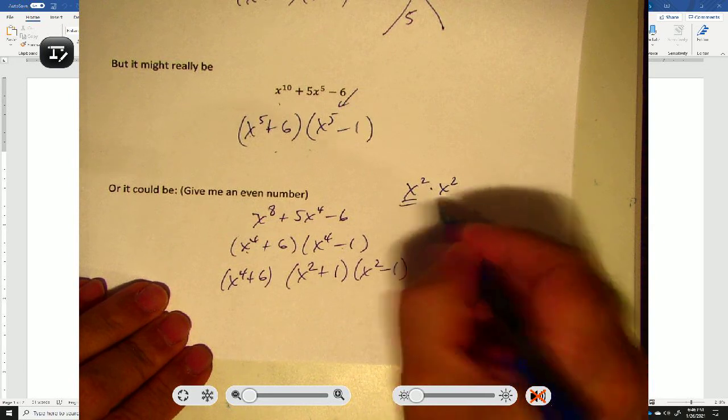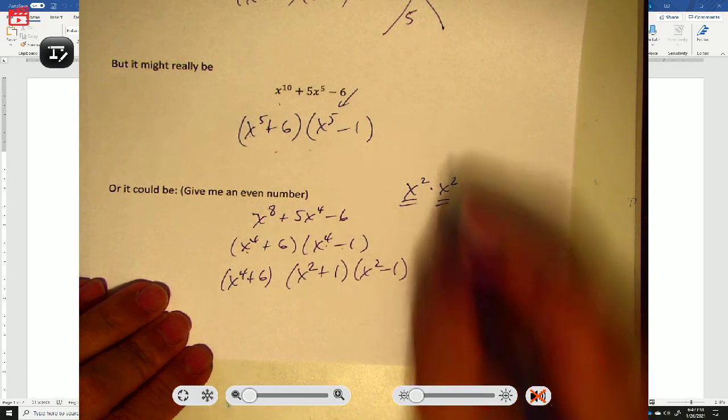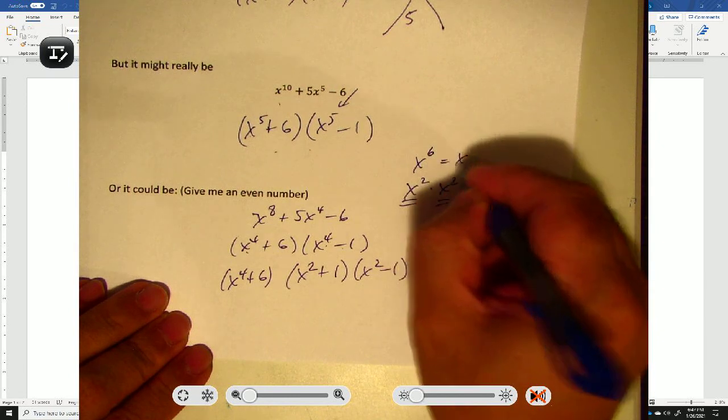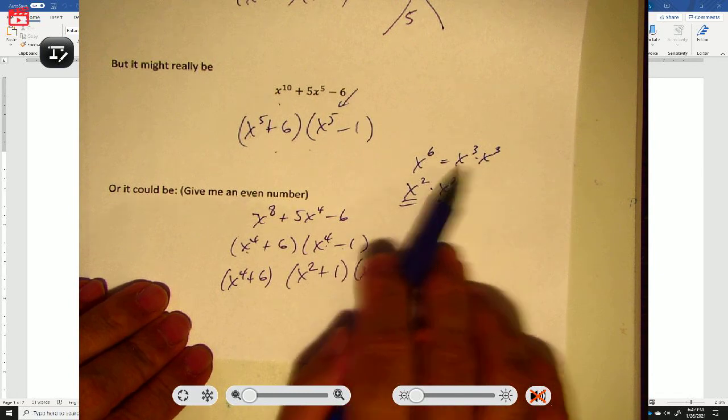So it's x squared times x squared. I'm not saying 4 is a perfect square. It is, but that's not important. If I had x to the 6th, that would be x cubed times x cubed. So 6, because it's an even exponent, is considered a perfect square here.